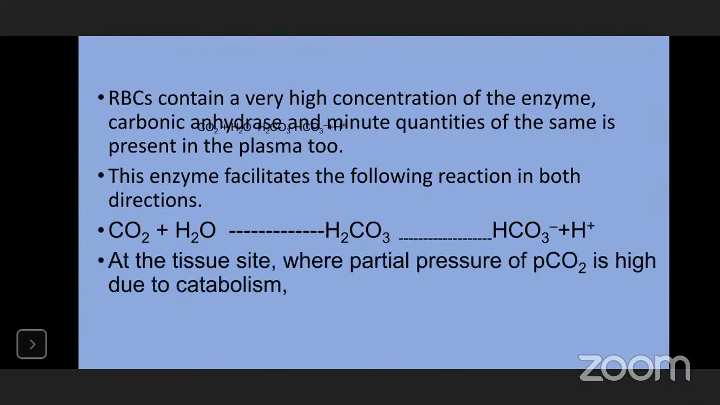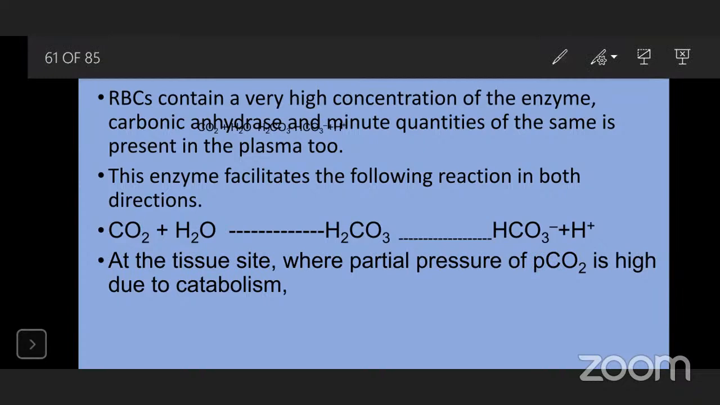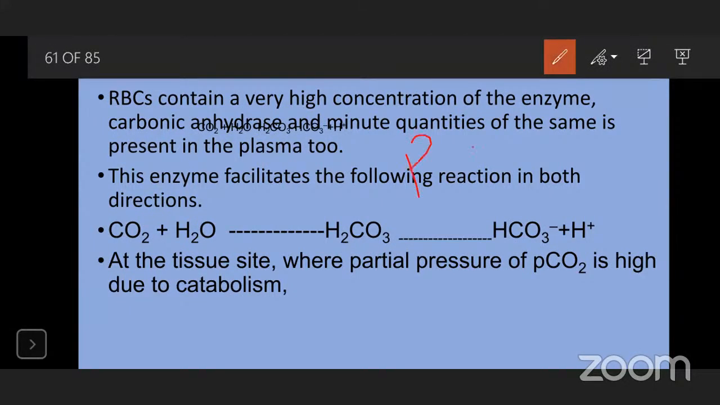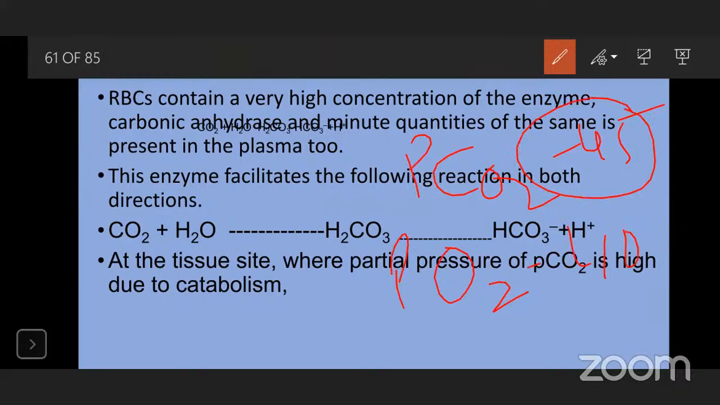And at the tissue sites the partial pressure of PCO2 is high due to catabolism. And this reaction will be at which side? Because what we have seen, the partial pressure of carbon dioxide will be high in the tissues and partial pressure of oxygen will be less. At the tissue level, what is PCO2? We have learned that PCO2 at the tissue level is 45 and PO2 at the tissue level is 40. So which one is high? It is the carbon dioxide that is high.